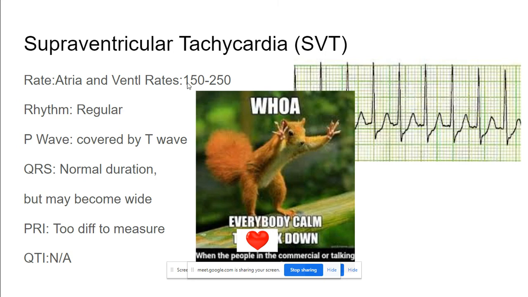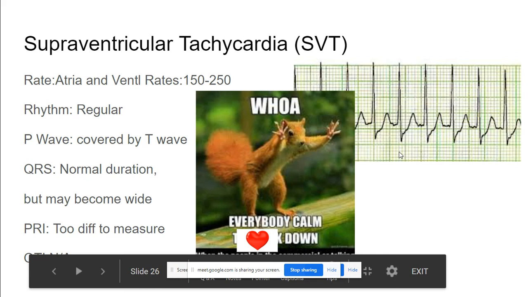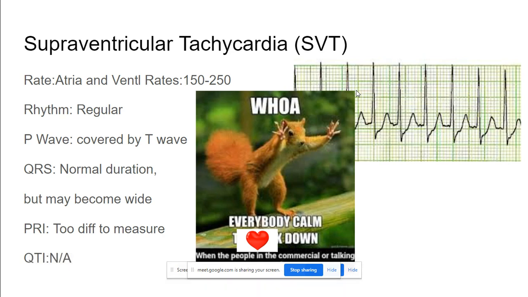So it is a ventricular rate that's more than just a regular tachycardia, because a tachycardia is like 100 to 150. And now we are talking about 150 plus beats a minute. And that's when the P and the T wave from the previous complex start to overlap. Okay, so this one's like, whoa, everybody calm down. And I thought he was really cute, little squirrel. And then it just says at the bottom, when the people in the commercial start talking at the end of the commercial, and they're talking like 1,000,000 miles a minute. And that's what's happening with the heart.